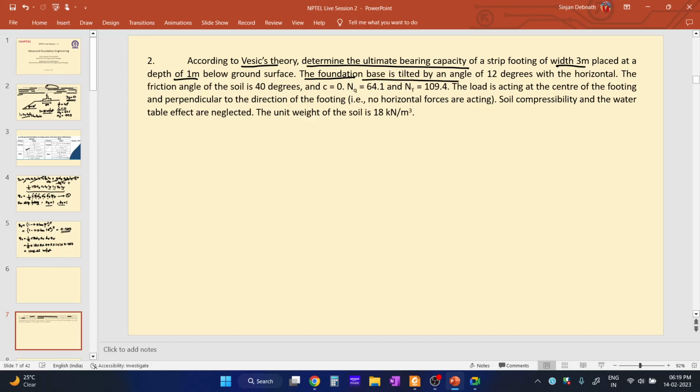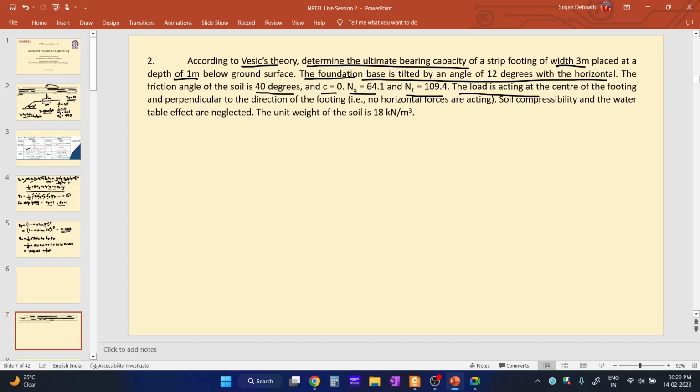The foundation base is tilted by an angle of 12 degrees with the horizontal. So in this case, the foundation is tilted. The friction angle of the soil is 40 degrees. C value is 0, that means it is a cohesionless soil. The bearing capacity factors, that is NQ and N gamma, are given over here. NQ is 64.1, N gamma is 109.4.